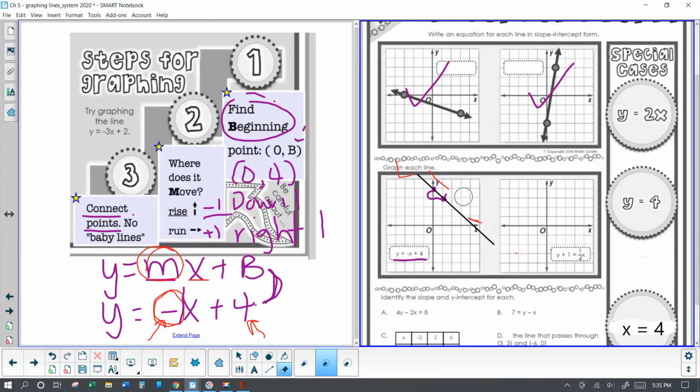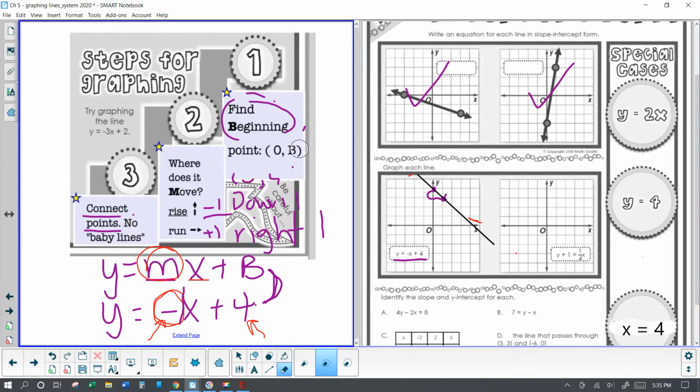Okay. All right. So let's do one more. I'm going to erase my work here that I had from before.